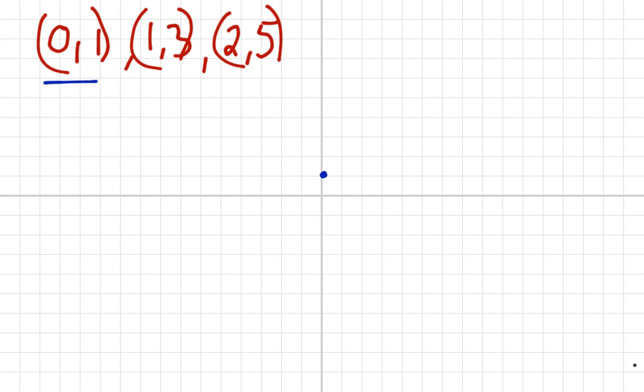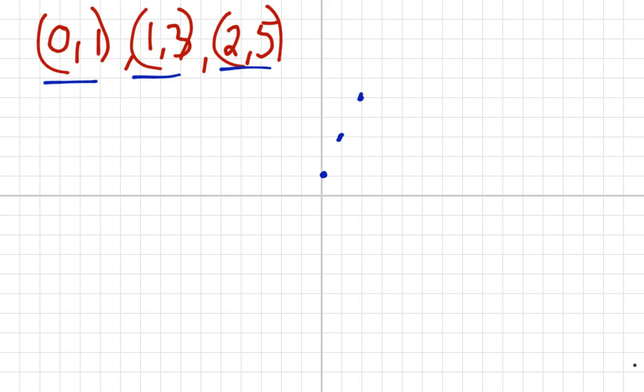Okay, that was the first one. Next one is (1, 3), which says go 1 to the right, and then up 1, 2, 3. So I'm going to end up right there. So that's where I'm going to put my point at (1, 3). Finally, the last one is (2, 5). So that's 2 to the right, up 3, 4, 5. All right, just a quick refresher there with our arrows. And I'm going to put my final point right there.